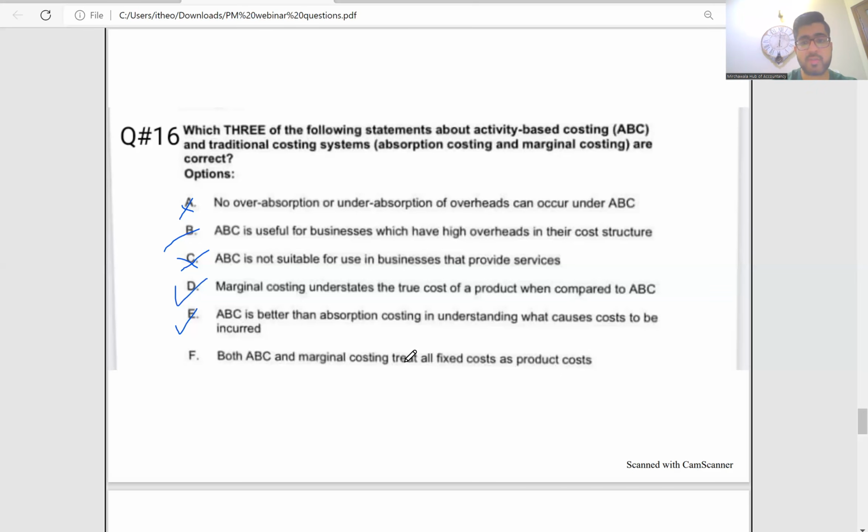Both ABC and marginal costing treat fixed costs as product costs. Wrong. This is a thing from F2 management accounting paper. Marginal costing treats fixed costs as period cost, and ABC and absorption costing treat them as product cost. This statement where both ABC and marginal treat fixed costs as product cost is wrong. Marginal costing treats fixed costs as period cost. Okay, B, D, E are correct.